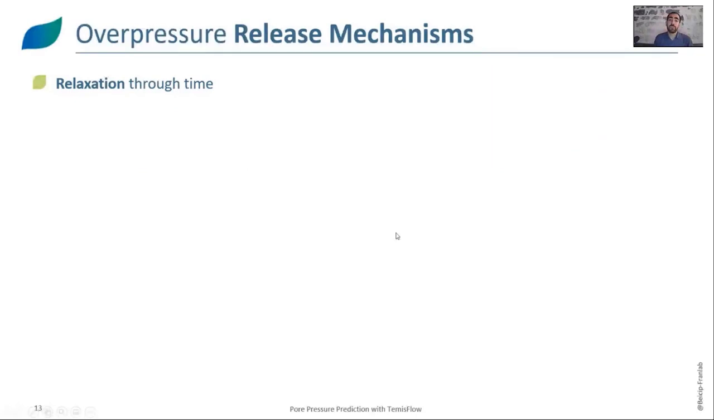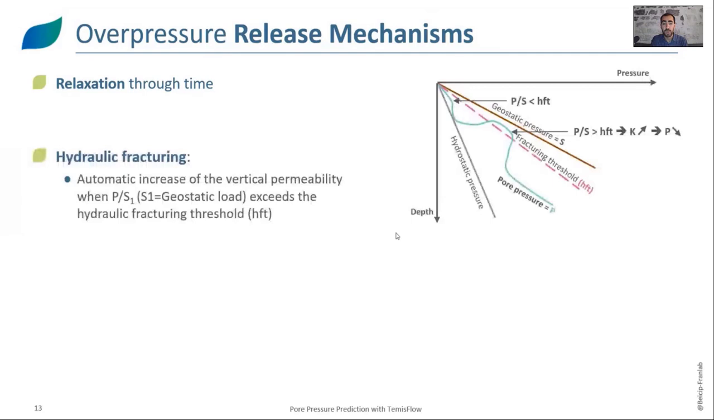I mentioned some buildup of pressures, but we also have to take into account the release of pressure through time. So what are the main release mechanisms that we can take into account? The first one is just a relaxation of the system through time. So if you have a low sedimentation rate at a certain moment, that will just allow the system to equilibrate, and you will lose some pressure.